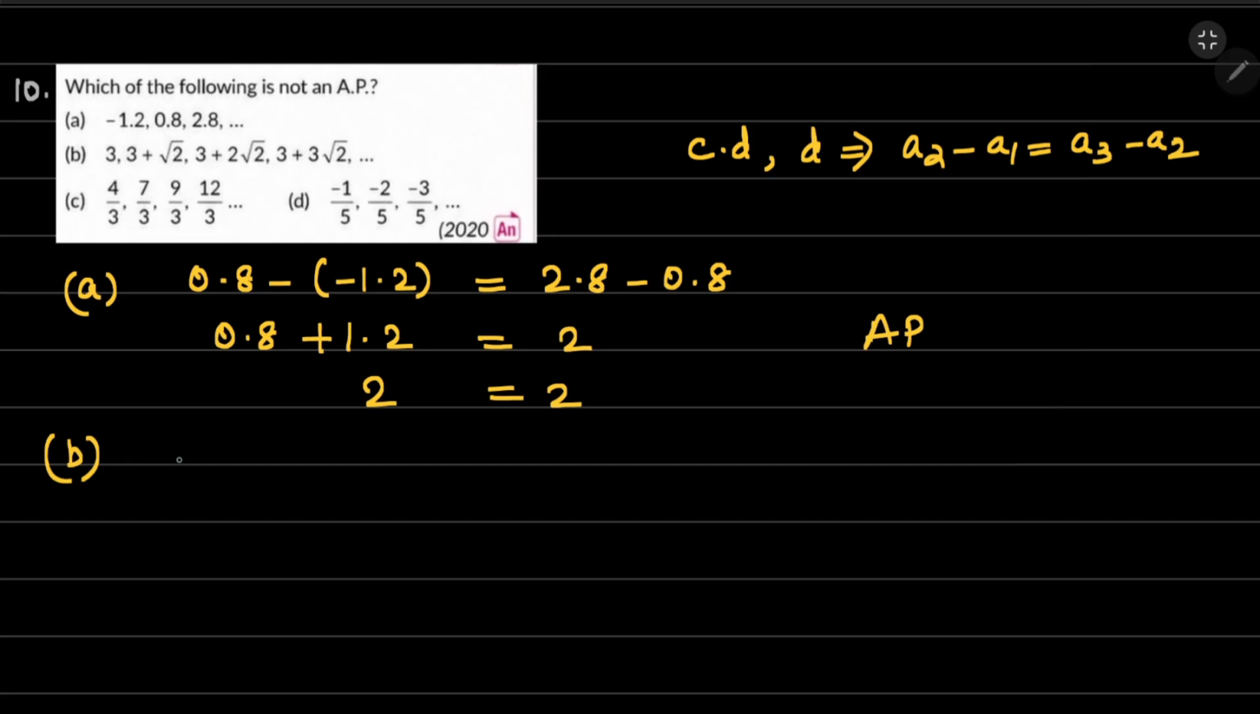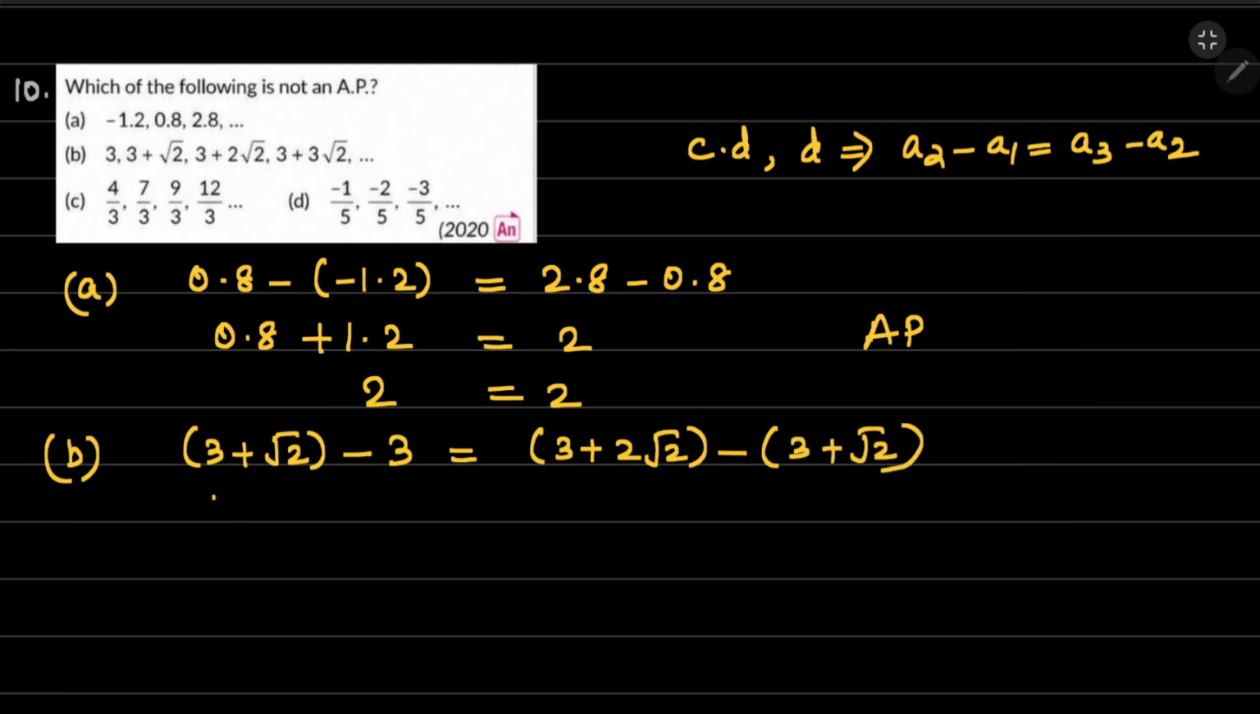Okay, in option number B, what is the second term? It is 3 plus root 2 minus the first term should be equal to the third term. What is your third term? Third term minus the second term. So it is nothing but 3 plus 2 root 2 minus the second term, that is 3 plus root 2. Let's see if it is equal. So 3 plus root 2 minus 3 is equal to 3 plus 2 root 2 minus 3 minus root 2.